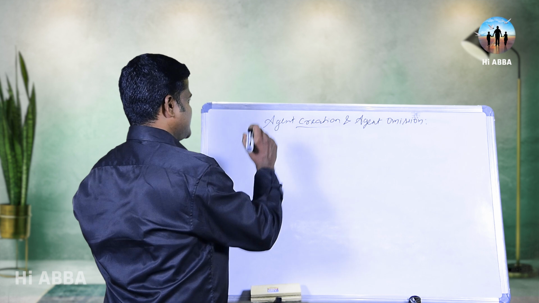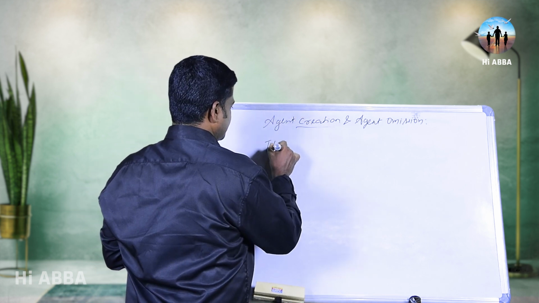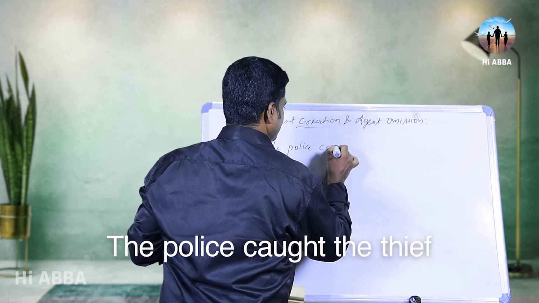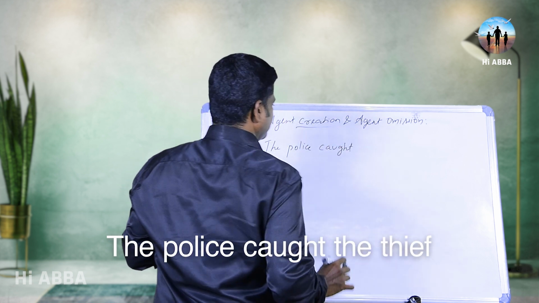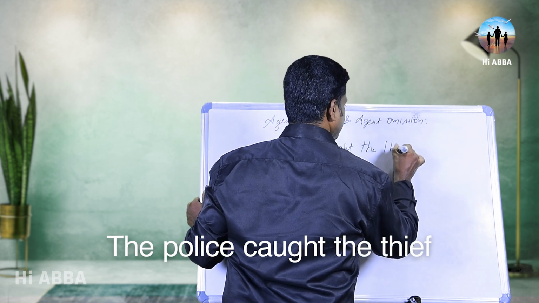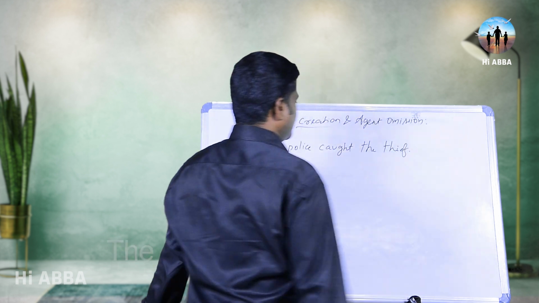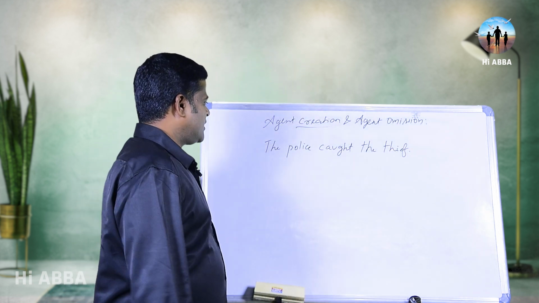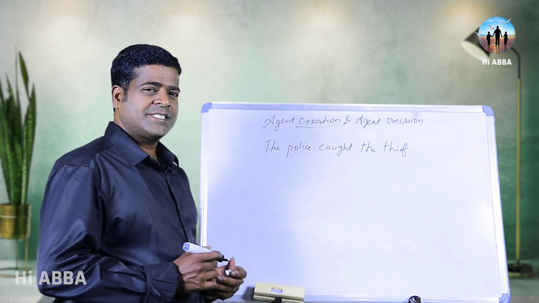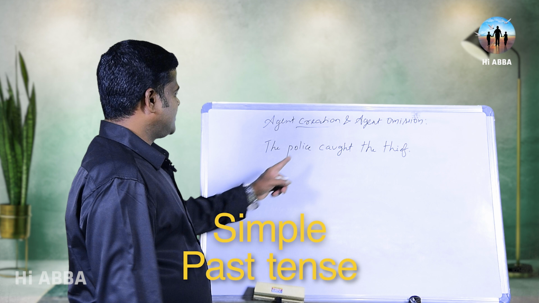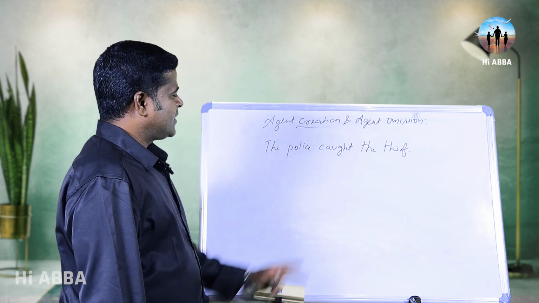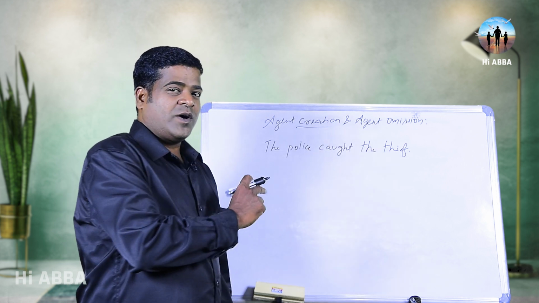Now consider this sentence. The police caught the thief. So we know what tense it is. It is in simple past tense. The police is subject, caught is verb, the thief is object. Now this is in active voice, simple past tense.